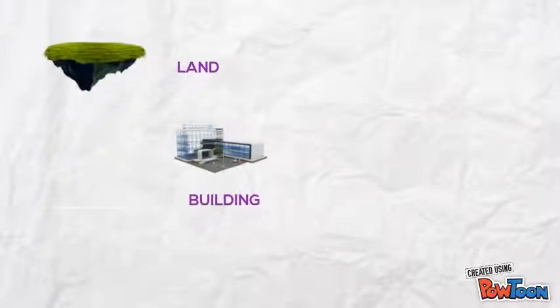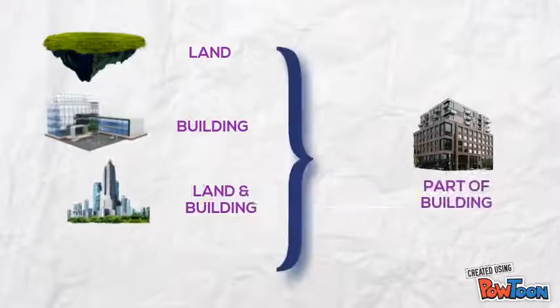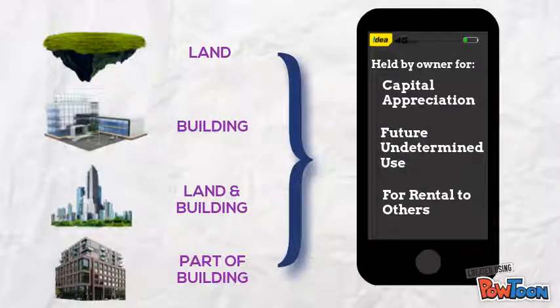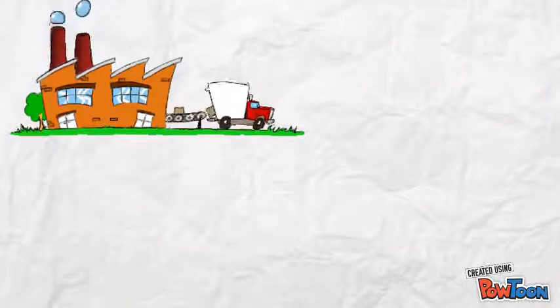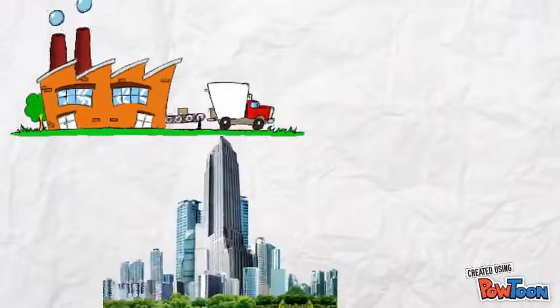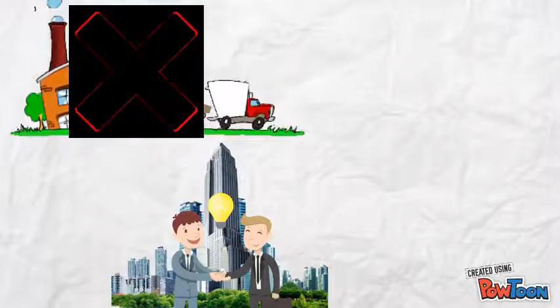According to MFRS 140, investment property is land, building, both land and building, or part of a building held by the owner for capital appreciation, future undetermined use, and rental to others. Investment property is not used in the production or rendering of goods and services, or for administrative purposes. It is also not for sale in the ordinary course of business.